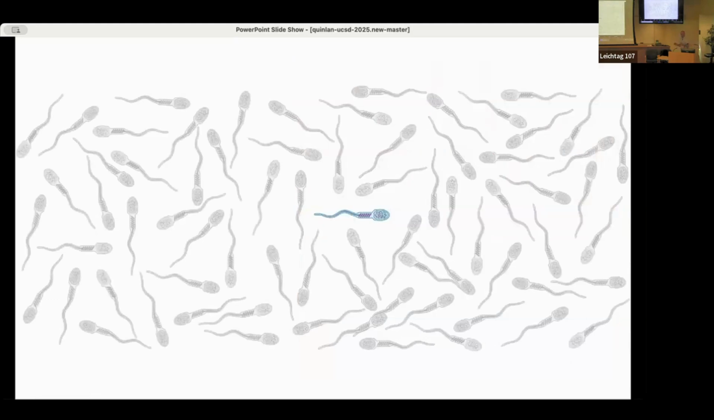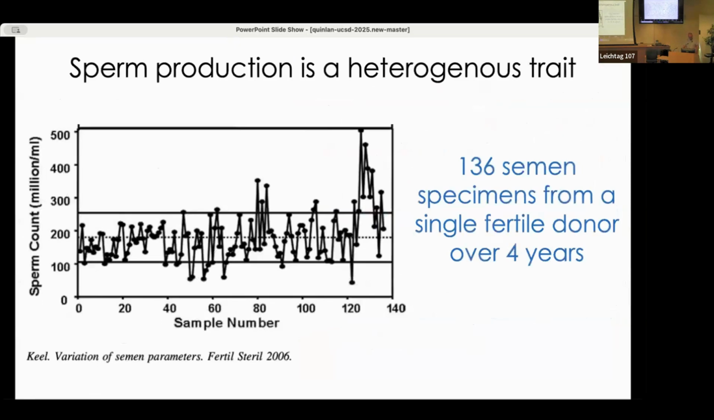So I've probably beaten this horse to death, but ultimately, sperm production is a numbers game. You need to produce a lot of sperm to be fertile because of attrition through morphology, motility, and endurance. And it turns out that sperm production is an extremely heterogeneous trait. There's this crazy paper from 2006, which basically had 140 sperm samples from one man, where they just measured sperm count over time. And you can see that for the most part, it's pretty consistent around 200 million sperm per mil, but it varies quite a bit.